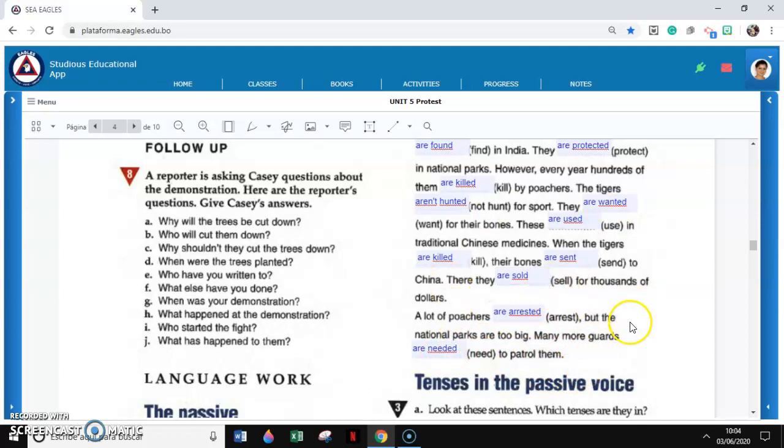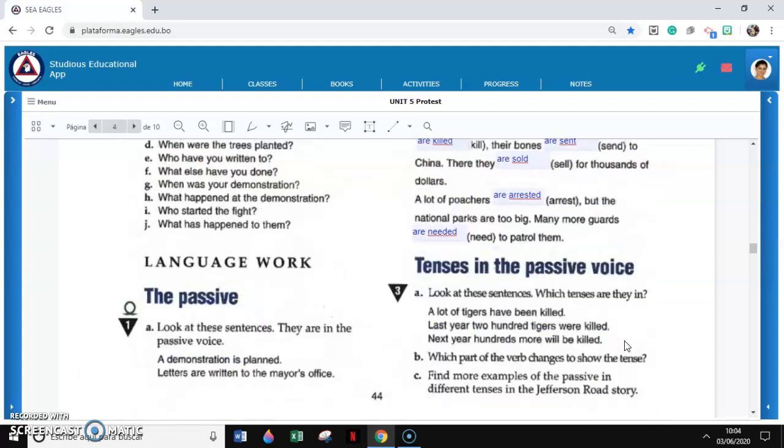So this is how we use the passive voice when we want to show that the action is the most important, right? What's happening. Tenses in the passive voice. As I told you, there are many different tenses that we can use with the passive voice. Look at these sentences. Which tenses are they in? A lot of tigers have been killed. Last year, 200 tigers were killed. Next year, hundreds more will be killed.